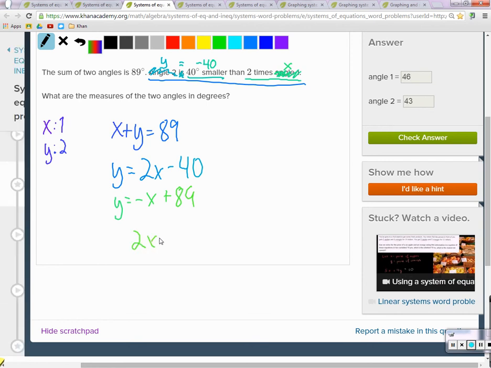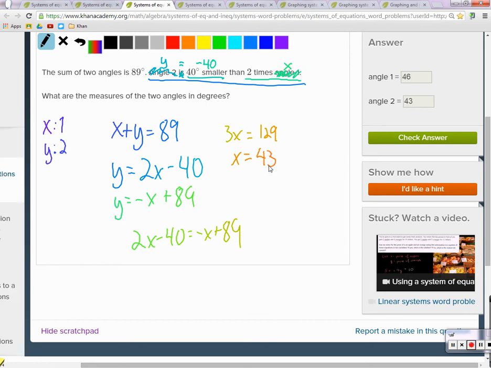So 2x minus 40 equals negative x plus 89. We solve for x. So we get 3x equals, I added x to both sides, I'm going to add 40 to both sides. I get 129. I think that's okay. And that's definitely divisible by 3. What is x now? Divided by 3. 43. Okay, x is 43.